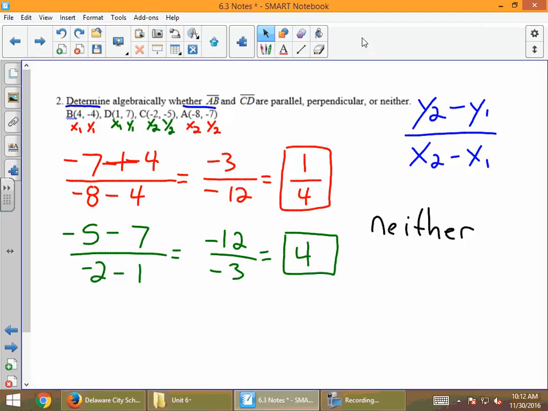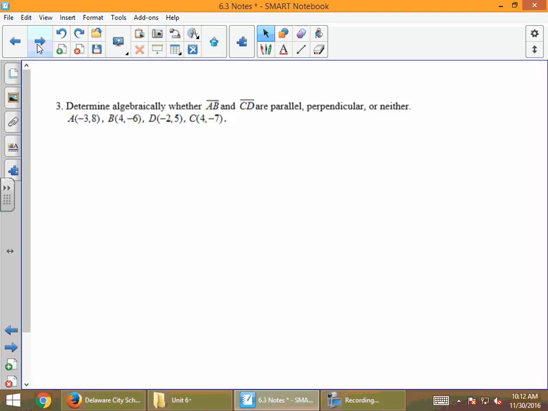Questions with those? Again, nice little review of doing a slope and just analyzing whether it's perpendicular or parallel. Let's try another one here. All right, same kind of thing. A, B, C, D. All right. What do you notice about these points? Yes, you? Okay, ask a question.